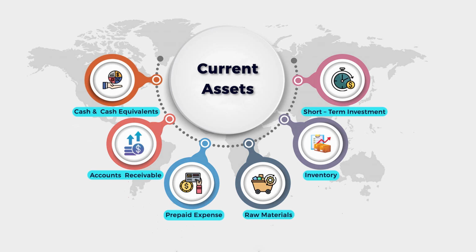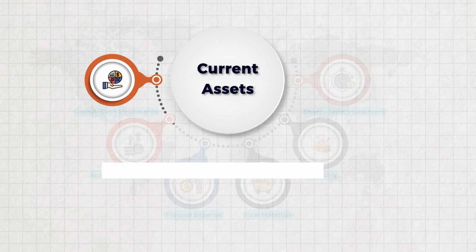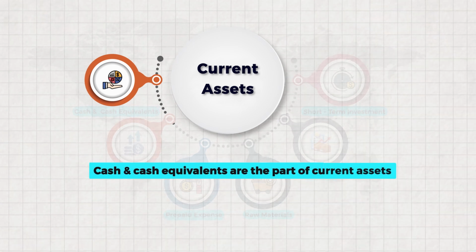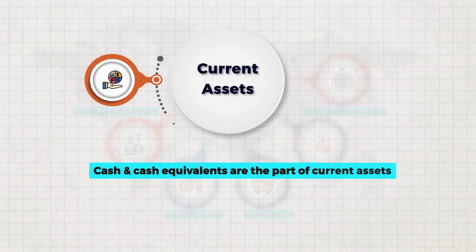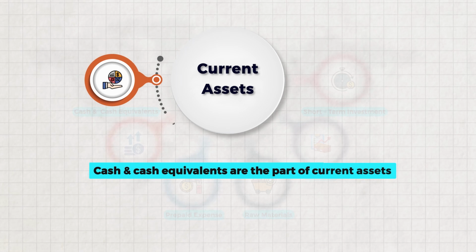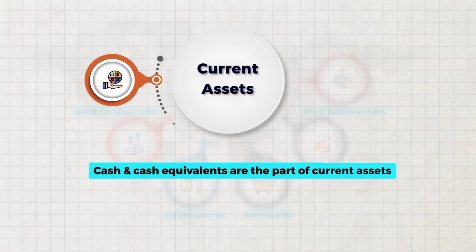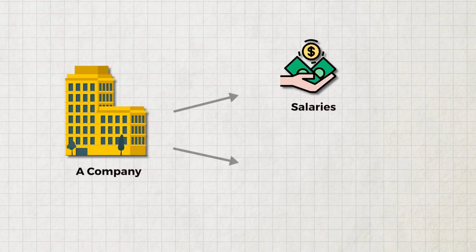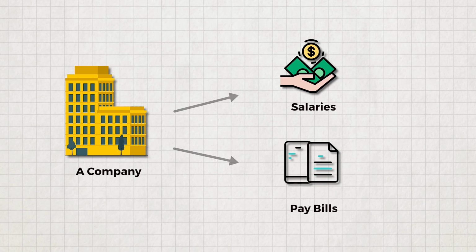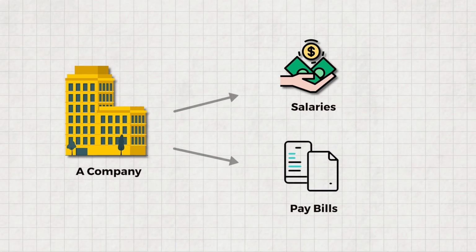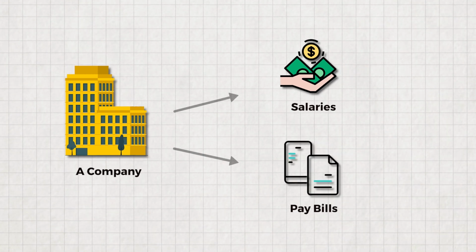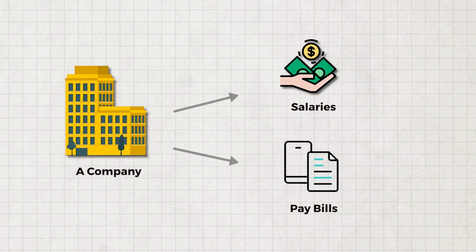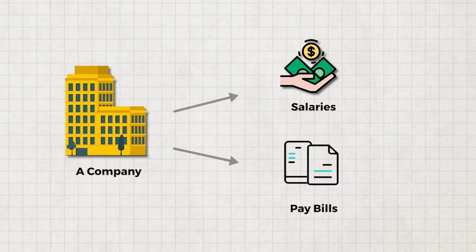Now let us discuss cash and cash equivalents in much more detail. Cash and cash equivalents, as we have discussed earlier, are part of the current assets. And if you look at cash, cash is actually required for day-to-day operations of the business. The company may have to pay salaries or pay bills in order to survive on a daily basis. So they cannot run to the bank to withdraw money and pay basic salaries or bills.